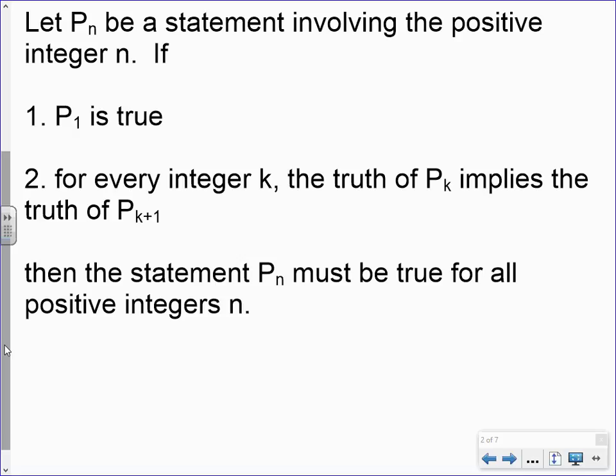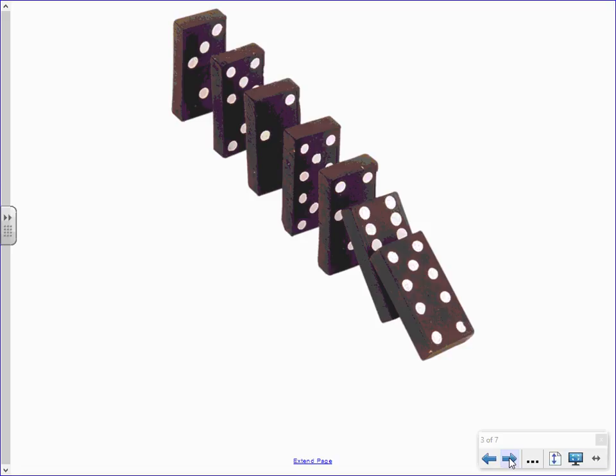Why does this make sense? I want you to think of dominoes. What happens when you set dominoes up like this and you knock one over? They all fall down, right? So essentially what we are doing is we're going to set up our dominoes and we're going to say our first one is going to fall. That's us plugging in 1 and making sure that it's true.